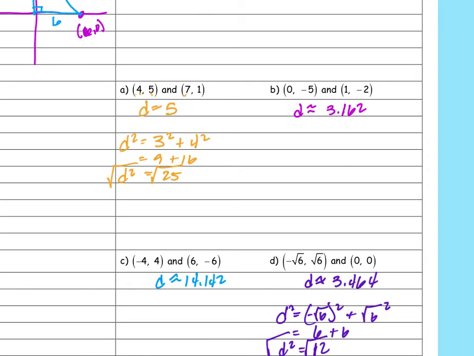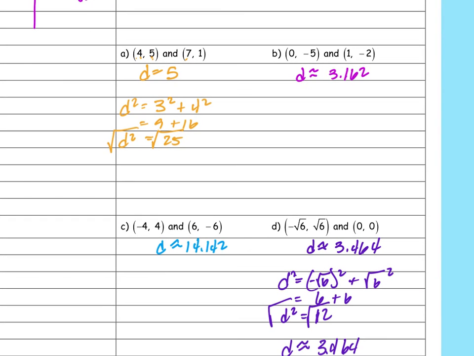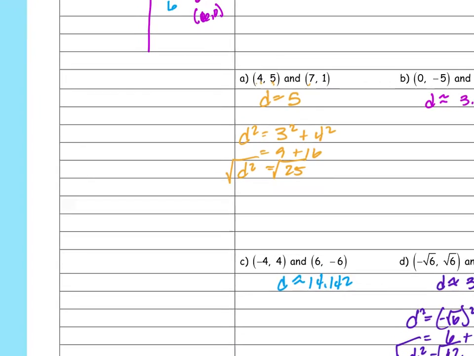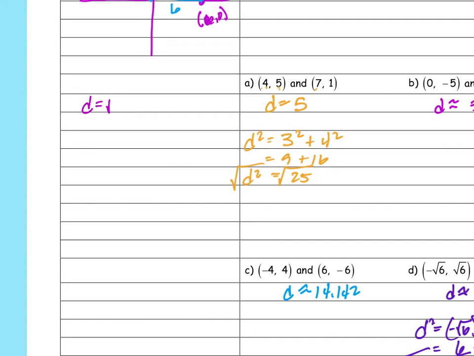Did that help? If I'm plugging it in the other way, I should get D equals the square root of the x's, right? So I'd get 4 minus 7 squared plus 5 minus 1 squared. So the square root of negative 3 squared plus 4 squared, which gives me 9 plus 16, which is 25. I did get 5. Oh, okay. Awesome.